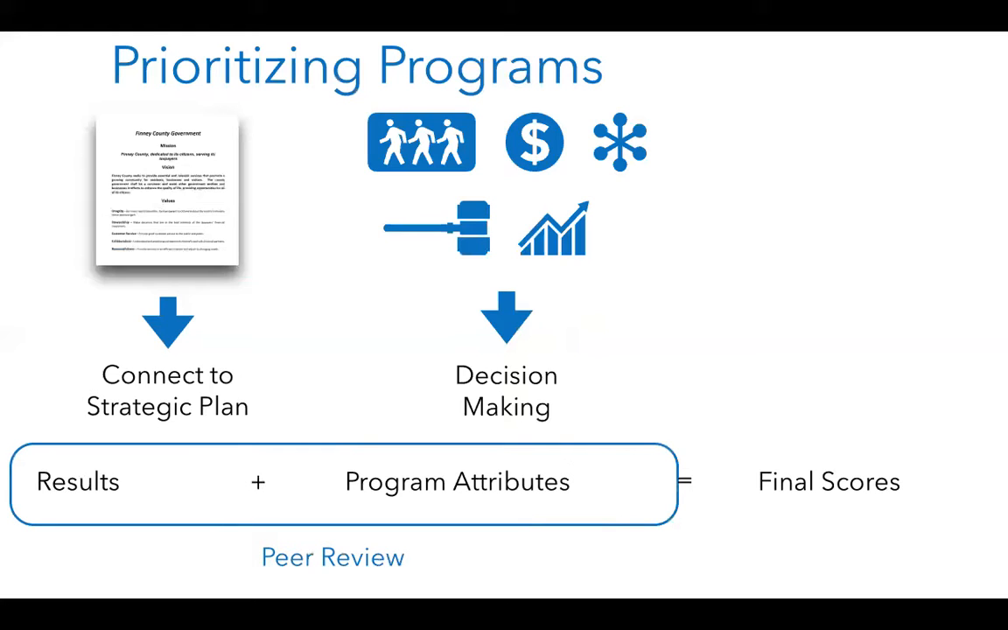Does anybody have any questions of just kind of the thought behind priority-based budgeting before we get into the hows and whys of peer review?